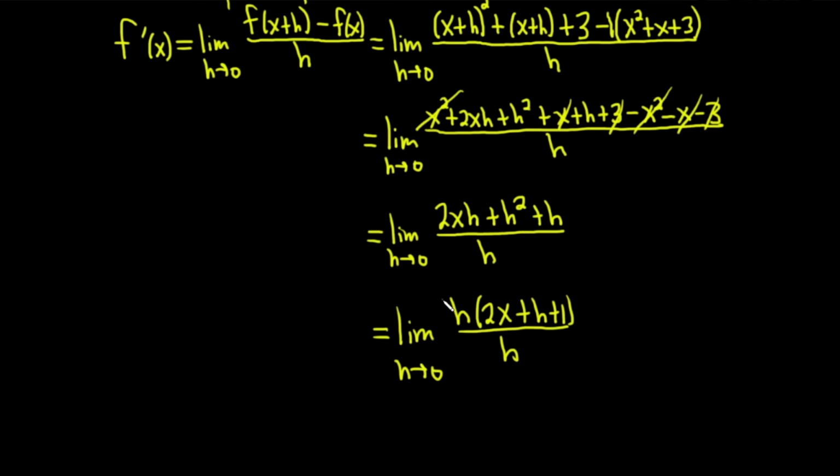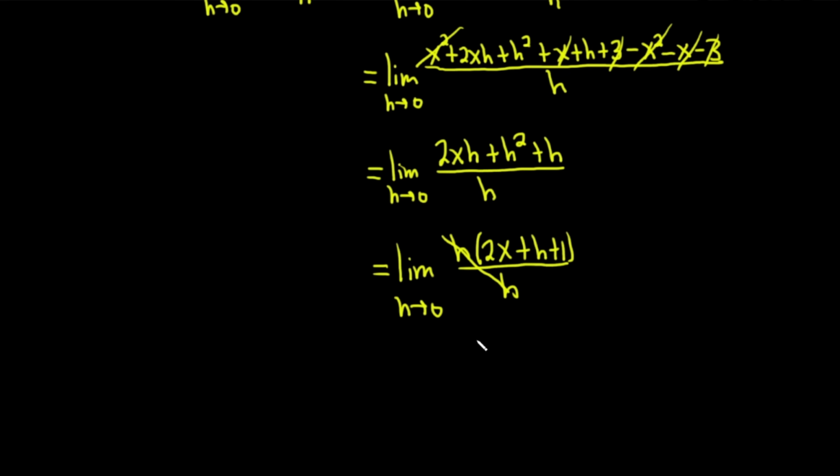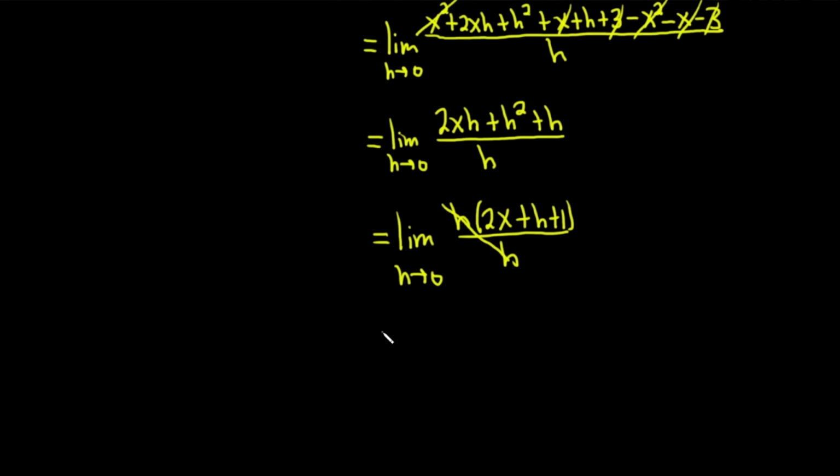And this is where the magic happens, the cancellation, right? The h's cancel, which is really, really nice. So this is the limit as h approaches 0 of parentheses 2x plus h plus 1.